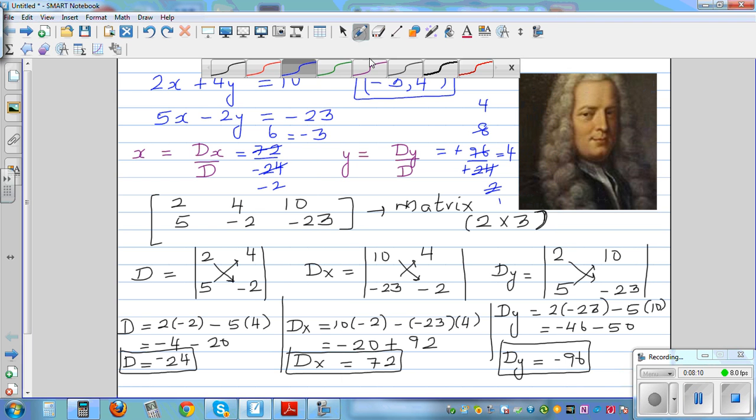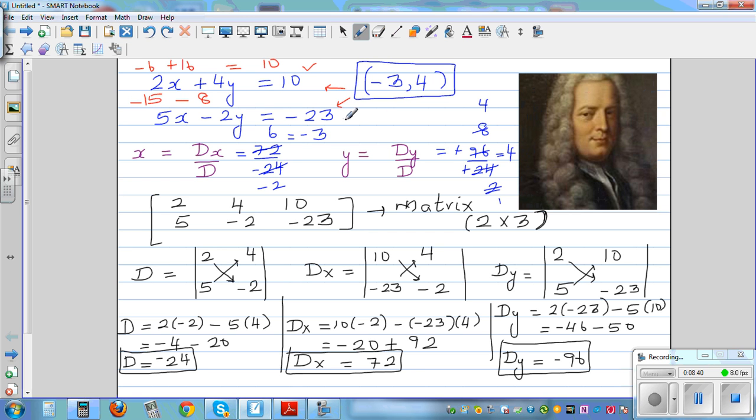So let's check in one of the equations. If you put it here, 2 times negative 3 is negative 6 plus 16 is equal to 10. How do we get 16? 4 times 4 is 16. So if you put it here, 5 times negative 3 is negative 15. Negative 15 minus 8 is minus 23. So both equations are satisfied.